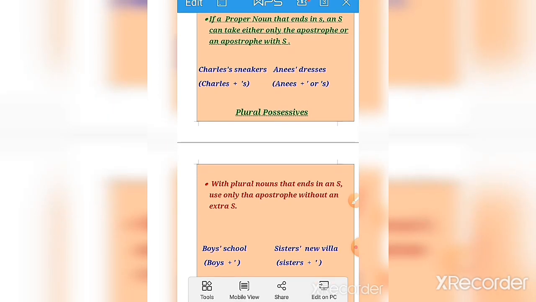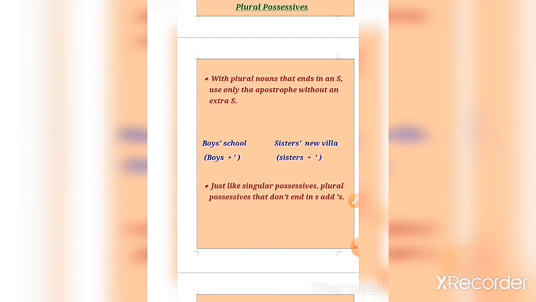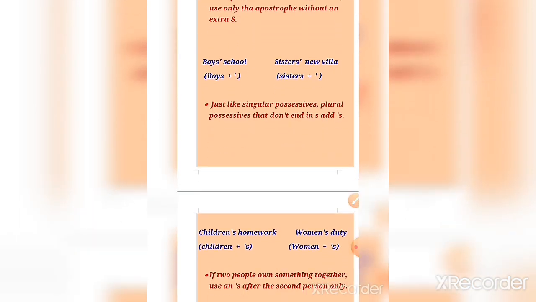Okay, now let us see the plural possessive. With plural nouns that end in an s, we only use the apostrophe without an extra s, as I explained. See the boys in school, so we will just use the apostrophe after s: boys'. Then sisters, new villa, we will write sisters' with the apostrophe after s. Clear?